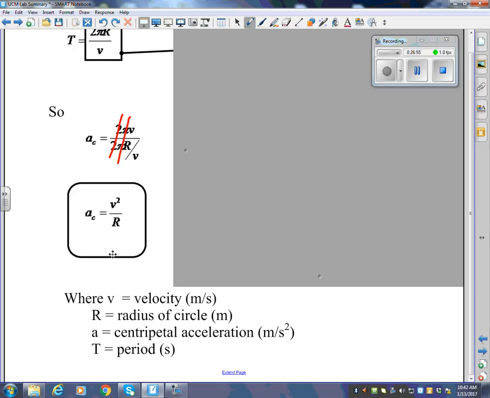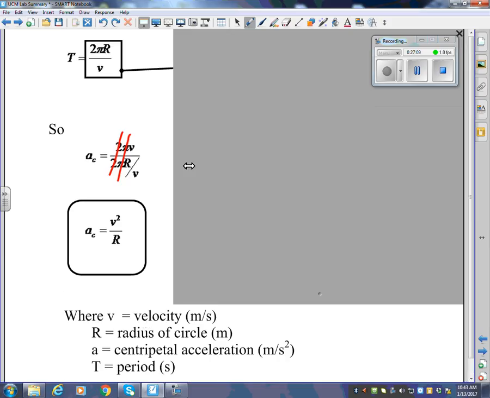Yeah. So, v is the velocity in meters per second. R is the radius in meters. A is the centripetal acceleration in meters per second squared, and T is the period in seconds. Now, what have I got over here? And please let me see if I can figure it out.